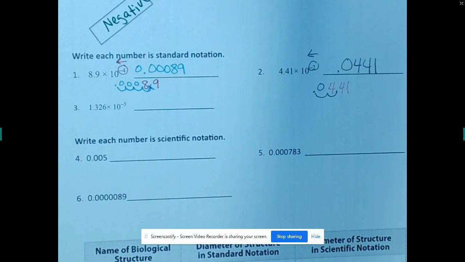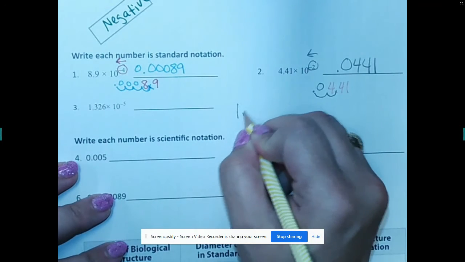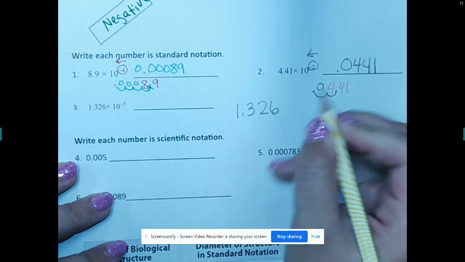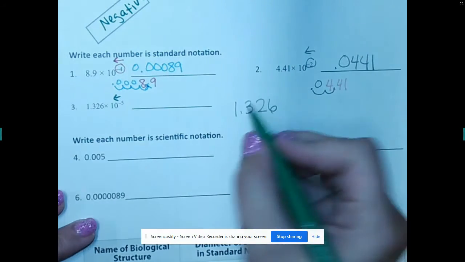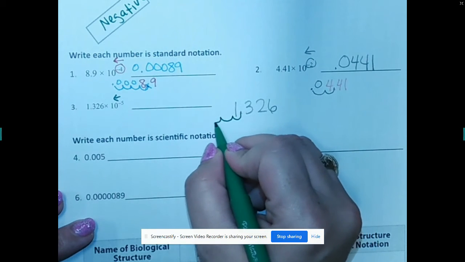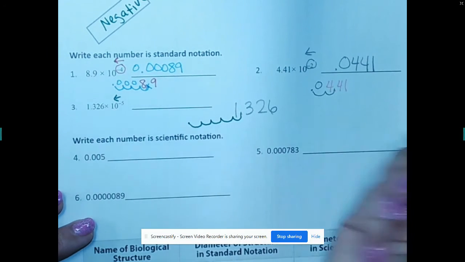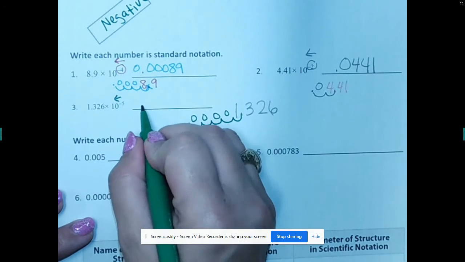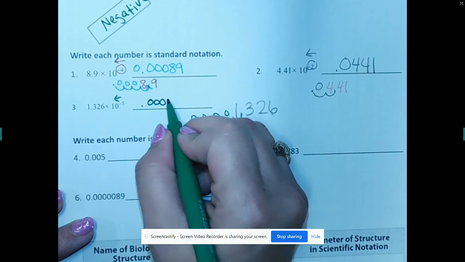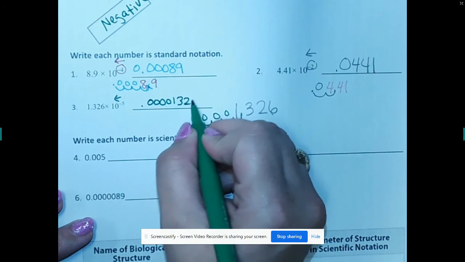All right, the next one, 1.326. How many spaces? Which direction? To the left. So 1, 2, 3, 4, 5. Fill in with zeros. 1, 2, 3, 4. 1, 3, 2, 6.